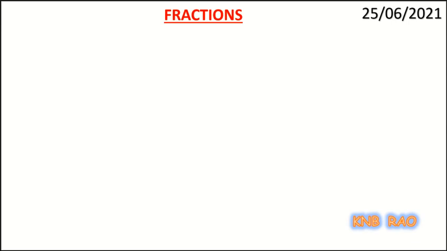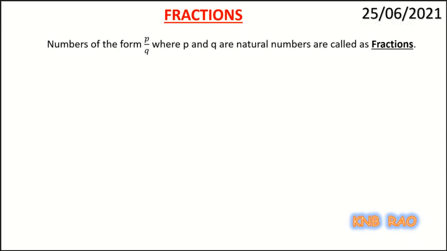Coming to the fractions. How do we define a fraction? Fraction is defined as a number of the form p by q. Children, any number which is in the form of this p by q, where p and q both are natural numbers, which means we need to have a natural number upon another natural number. This is called a fraction.